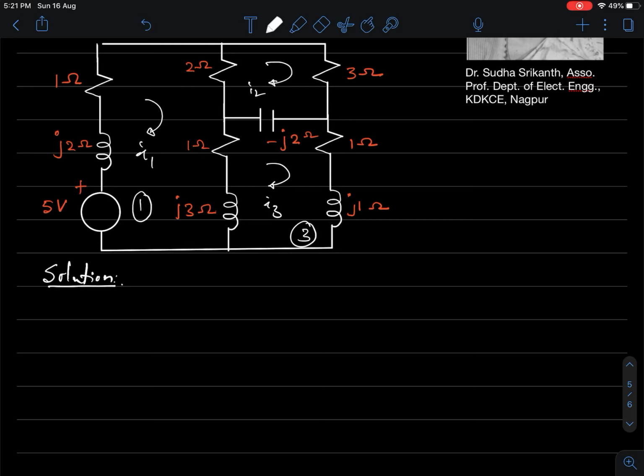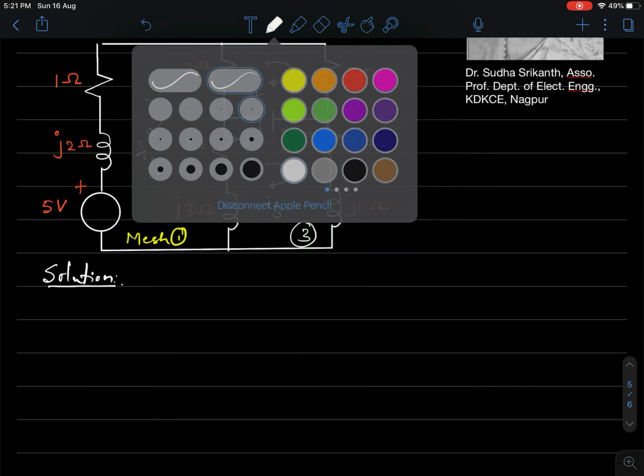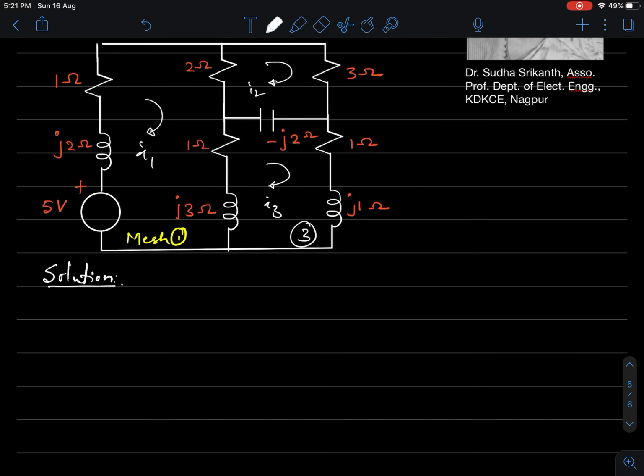we will first take up mesh 1. This is our mesh 1. I will take a different color and identify. This is mesh 1. Okay, this portion is our mesh 1. So we'll try to write an equation for mesh 1. Our first element in the mesh equation is the sum of all the impedances contained in the first mesh.